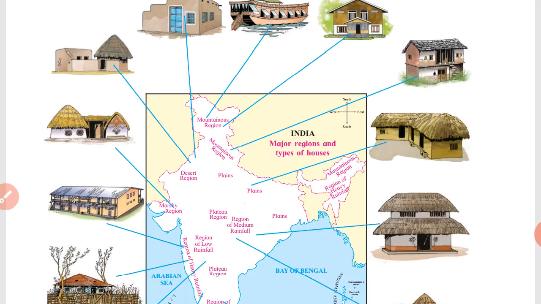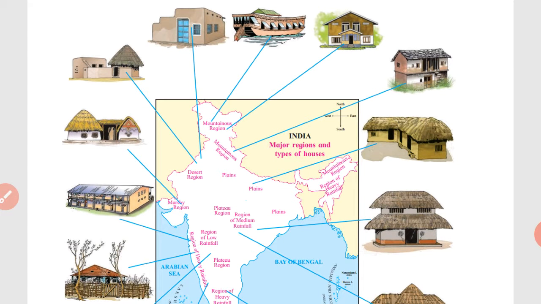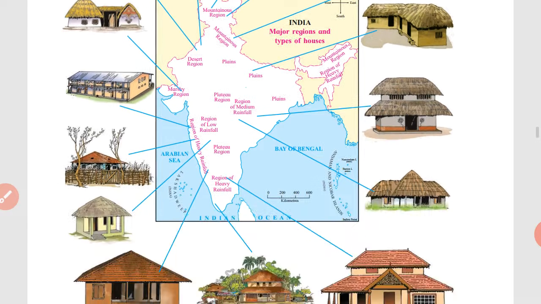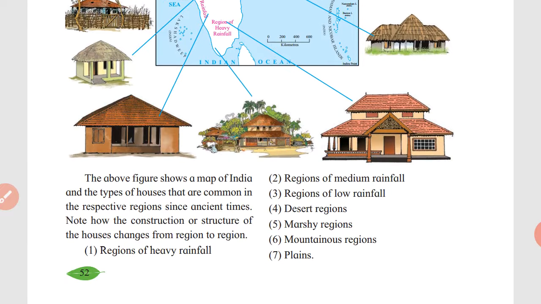Now they have given this picture according to the Indian map. They have given the types of major regions and the types of houses. So let me tell you about these houses. As you can see here, as written, the above figures show a map of India and the types of houses that are common in the respective regions since ancient times. Note how the construction or structure of the houses changes from region to region.